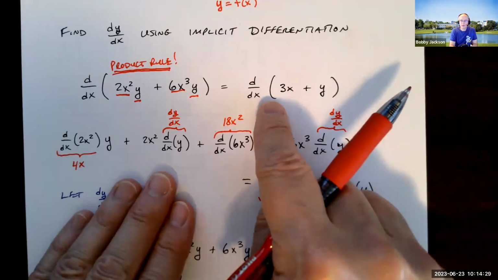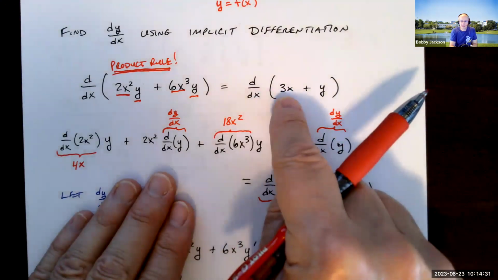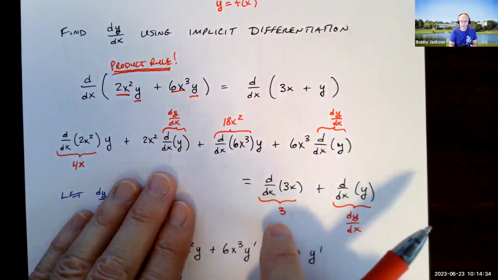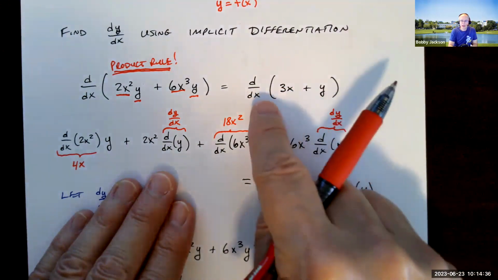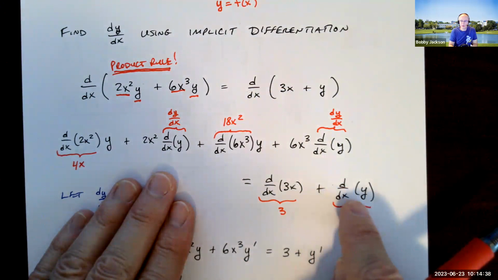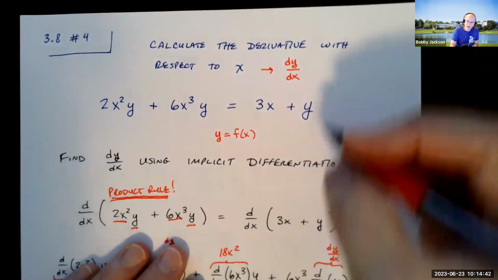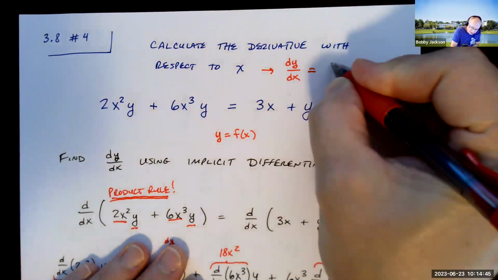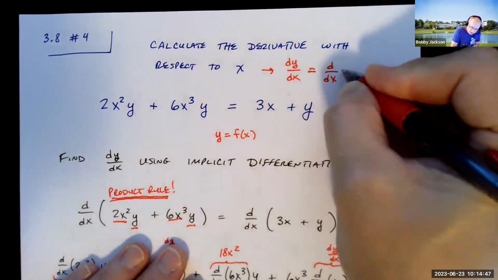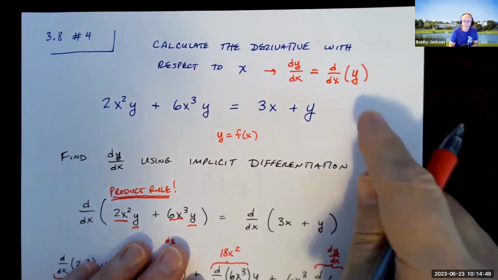Over here, I don't have to worry about the derivative with respect to x of 3x. That's easy. Derivative with respect to x of 3x is just 3. And then the derivative with respect to x of y, what is that? Derivative with respect to x of y, that is actually dy over dx. And when we say find dy over dx, this is literally the derivative with respect to x of y. It's the same notation.